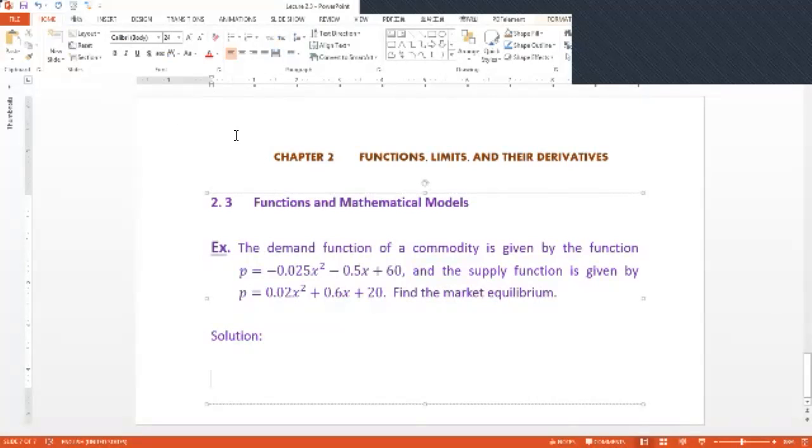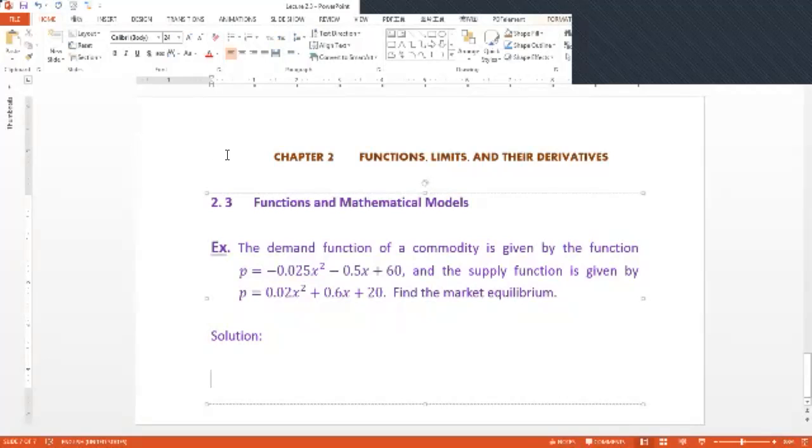So the demand function and the supply function, they are both the price of some commodity as a function of the sales. So P is the price and X is the sale, the number of sales. But one is from the point of the customer and the other is from the supplier. So that's the difference.